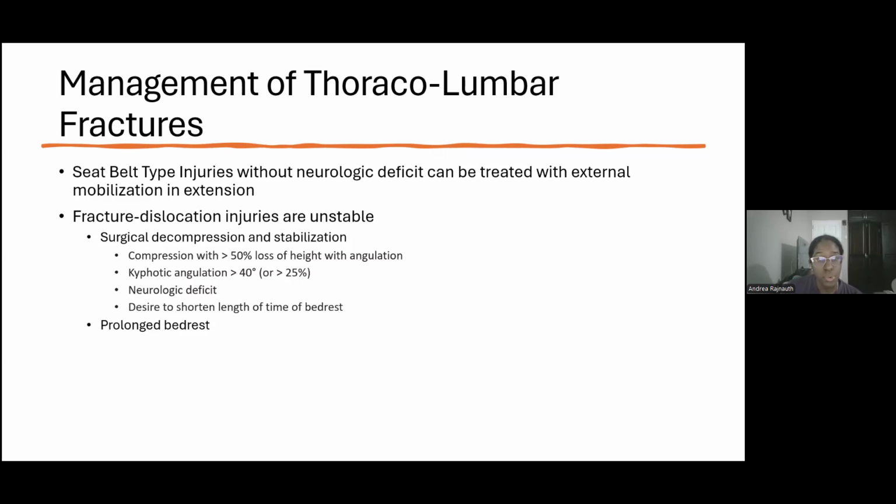Seatbelt type injuries without neurological deficit can be treated with just an external immobilization device and extension. Fracture dislocation injuries are considered to be unstable and require surgical decompression and stabilization, right? This is indicated when there's compression with more than 50% loss of height, kyphotic angulation greater than 40 degrees, neurological deficit, or if you desire to shorten the time of bed rest. They can also be managed with prolonged bed rest.